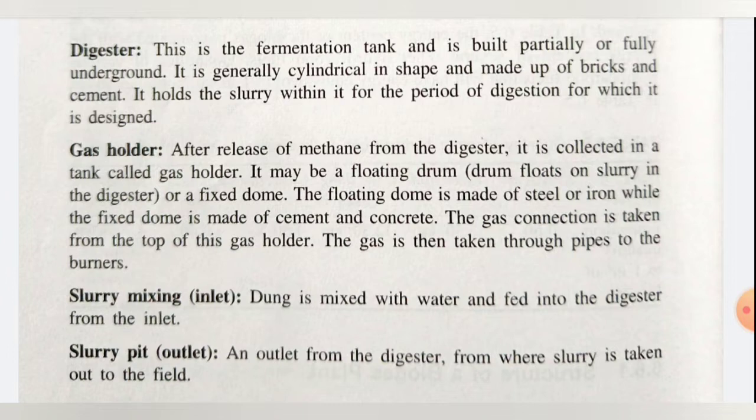Then the next important point in the biogas plant is the gas holder. After release of the methane from the digester, it is collected in the tank called the gas holder. That means the generated gas will be stored in the gas holder tank, and that gas will be methane. It may be a floating drum, that is, a drum that floats on the slurry in the digester, or a fixed dome. The floating drum is made of steel or iron, while the fixed dome is made of cement and concrete.